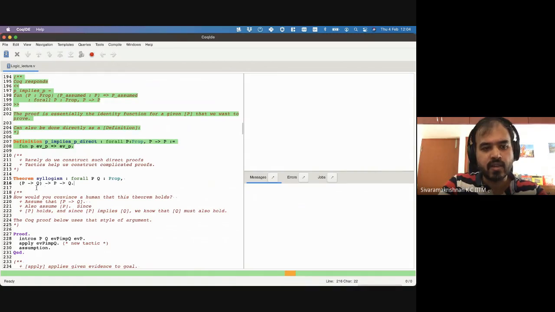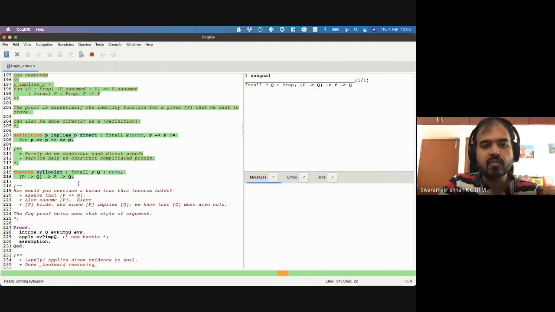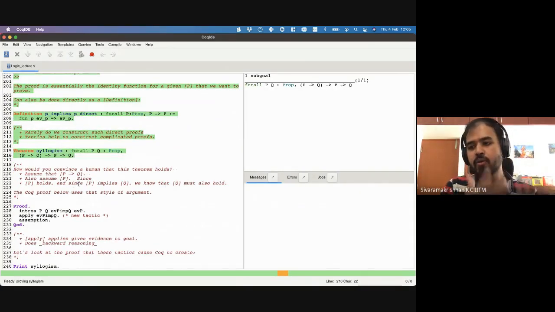Assuming P implies Q, and you are given P, prove Q. If you ask the flip question, write me a program that has this type. You can think about this as a higher order function that takes a P and returns a Q. The higher order function is just function application. This is the function argument, this is the value argument. You just apply this function on this value, and you get the proof. That's the evidence.